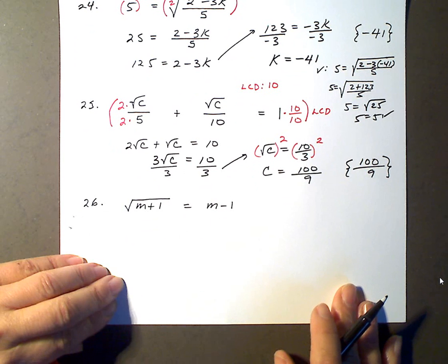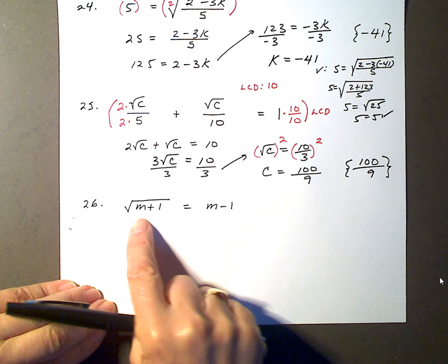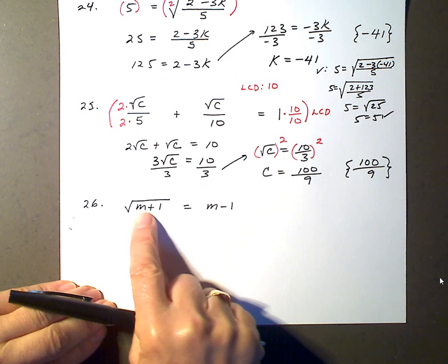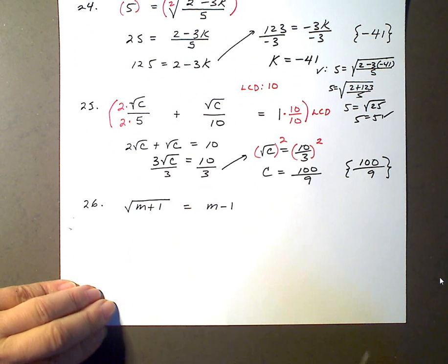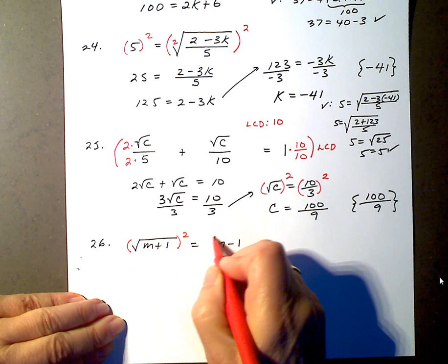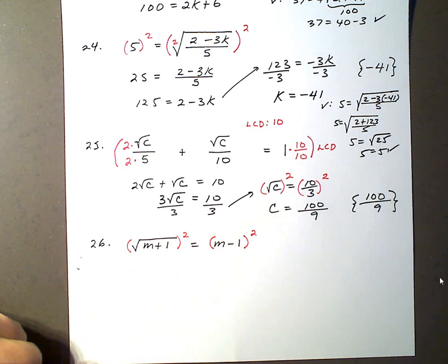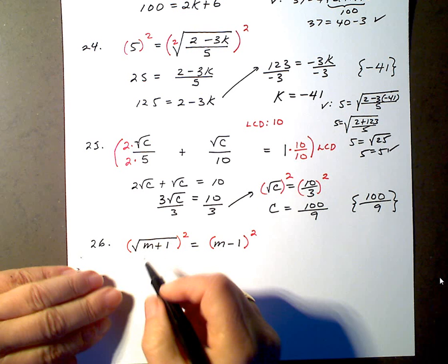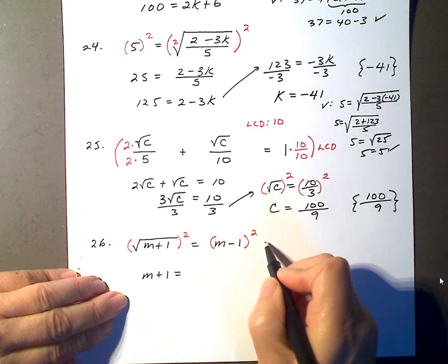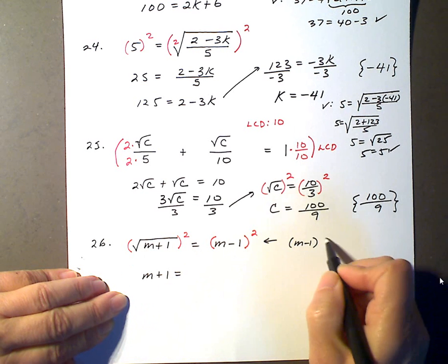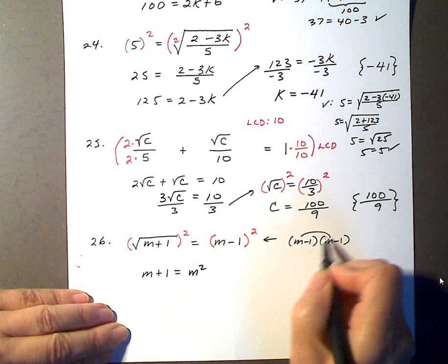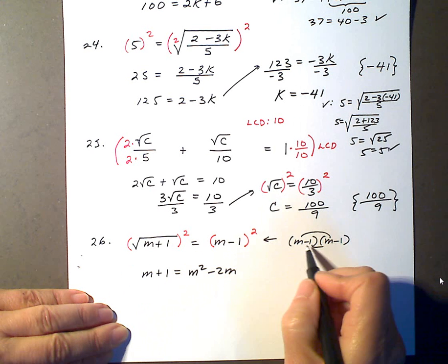Okay, number 26, I'm going to solve this radical equation because I've got an expression under here with the variable. The variable's also out here, but the important thing is that if I'm going to square both sides, I have to wrap and square the entire side on both sides. So on the left, when I square that square root, the m plus 1 comes out. On the right, m minus 1 is a repeated factor. So I get m squared minus m, which is minus 2m, and then plus 1.